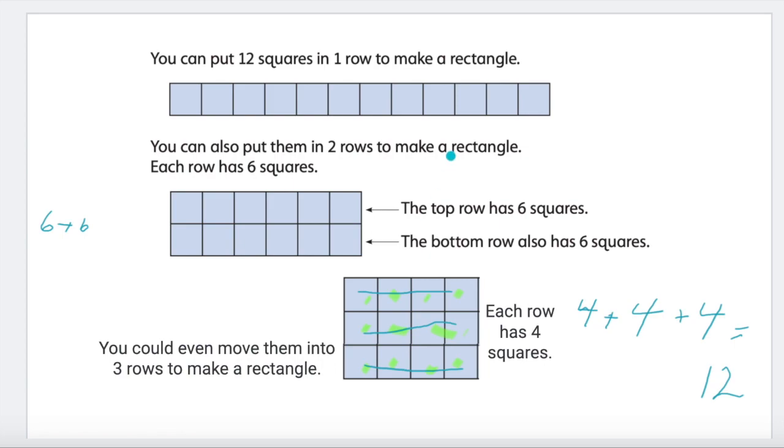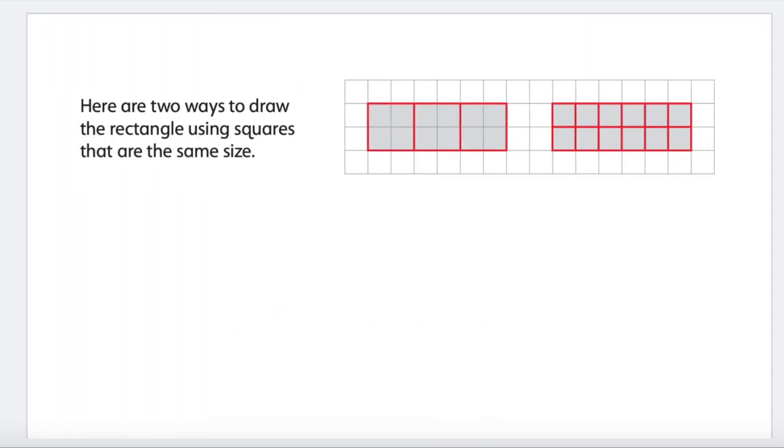So each of these rectangles has 12 squares, but they're all slightly different shapes depending on how many we put in each row. Before we go on, I want to make sure you notice that you could break the rectangle into squares or build a rectangle out of squares, even if the squares are different sizes. The important thing, though, is that within one shape, they all have to be the same size.